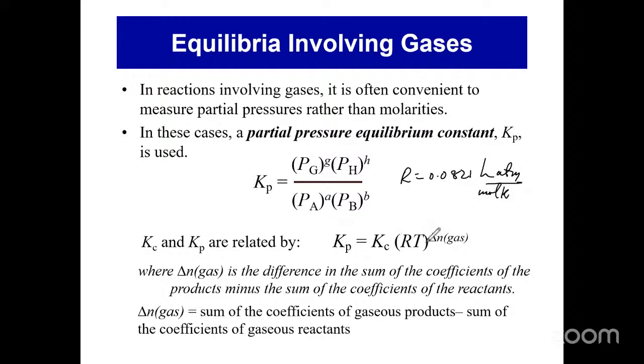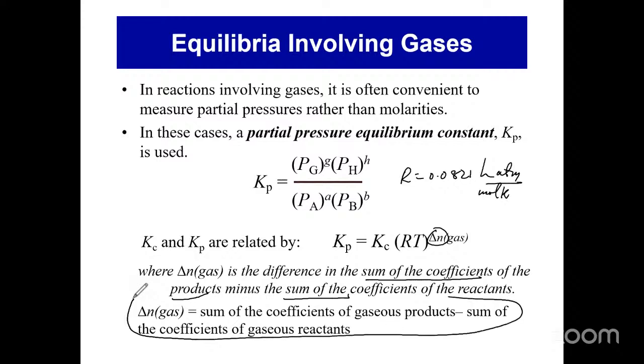And let me explain something about delta N here, because that combination or product of RT must be raised to this number here, delta N. Delta N is the difference between the sum of the coefficients of the products and the sum of the coefficients of the reactants, right? So this is the equation for calculating delta N. It's the sum of the coefficients of the products minus the sum of the coefficients of the reactants in a gaseous system, all right? So that's delta N. So that's the relationship between Kc and Kp.